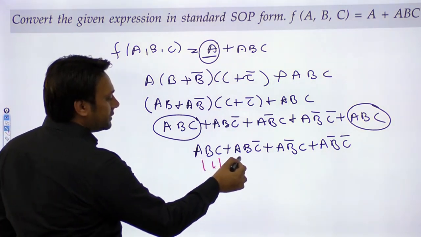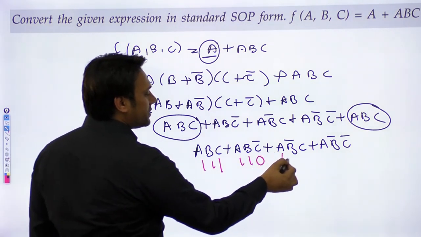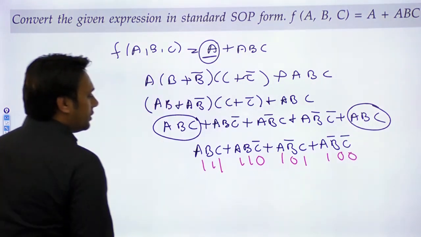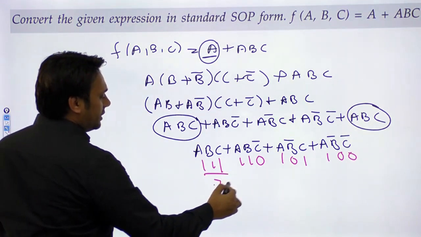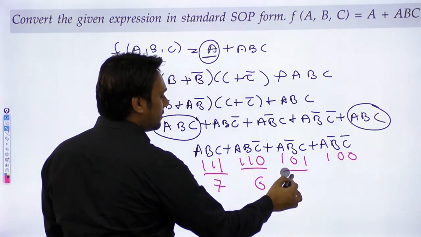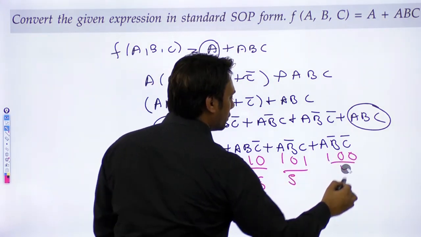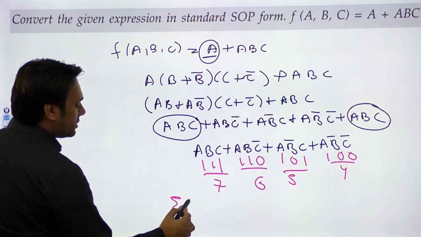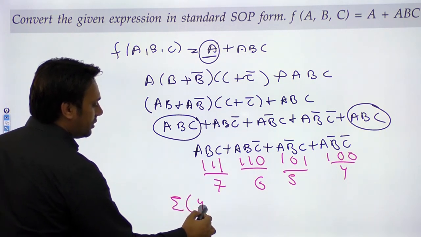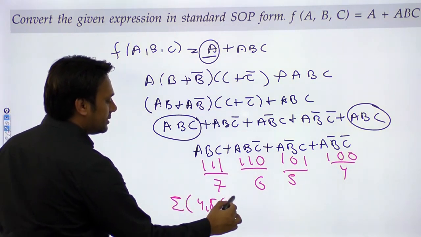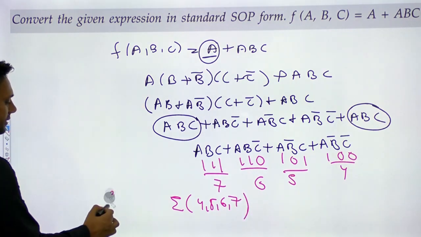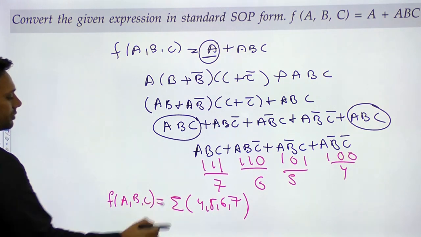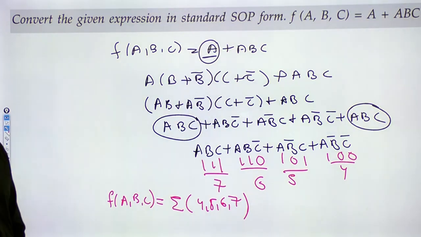So if you look at each of these min terms here, this min term is representing 111, this is representing 110, this is representing 101, this is representing 100. So this is a value 7, this is a value 6, this is a value 5, and this is a value 4. So I can also write the same function in this manner. I can also write it as summation 4, 5, 6, 7. And this is representing the function f of a, b, c.